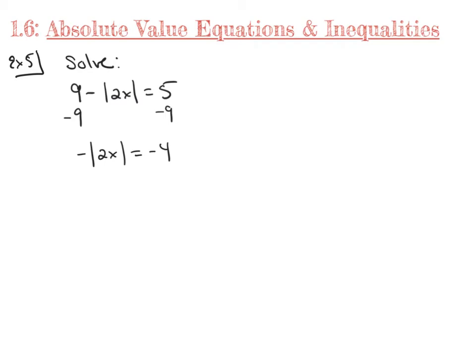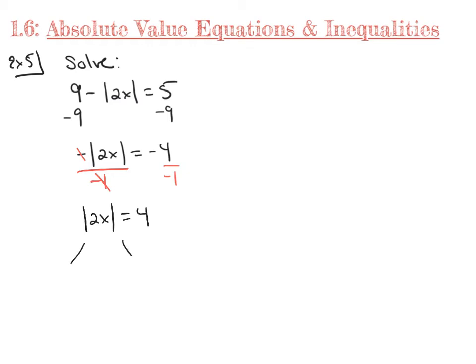Now, the reason I don't want to stop here and say no solution is because, yes, I have a negative on the right-hand side with the negative 4, but I'm not done isolating the absolute value sign. So we need to divide both sides by negative 1 so that it cancels with the negative in front of the absolute value, giving us the absolute value of 2x equals positive 4. Since it's a positive 4, we can continue.